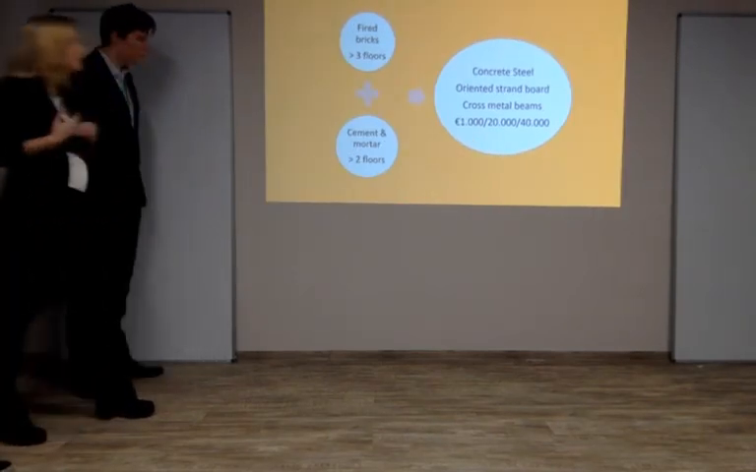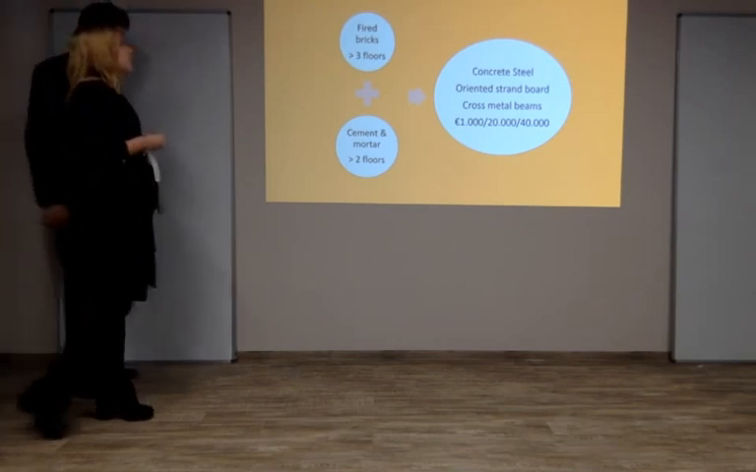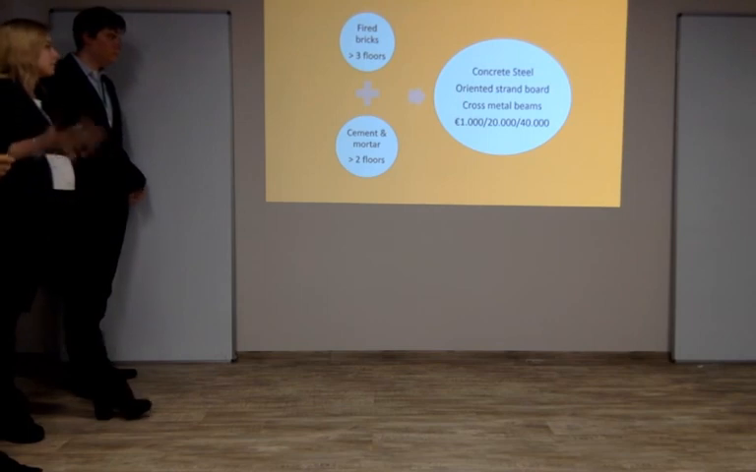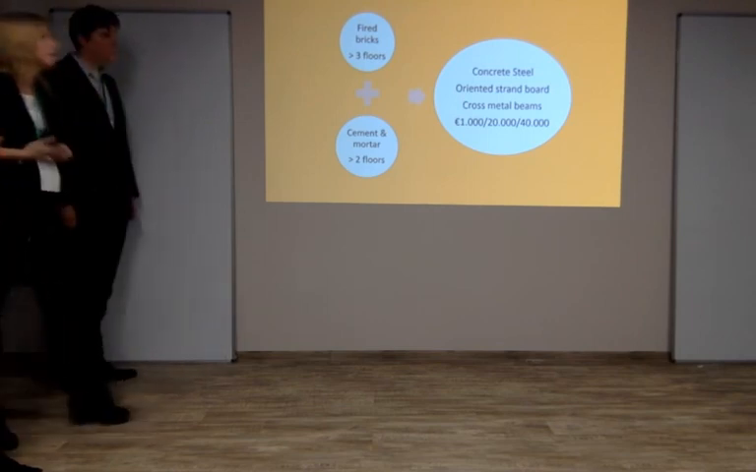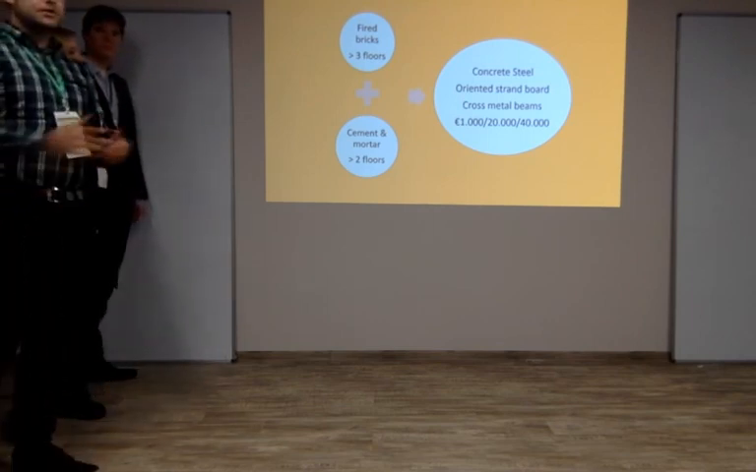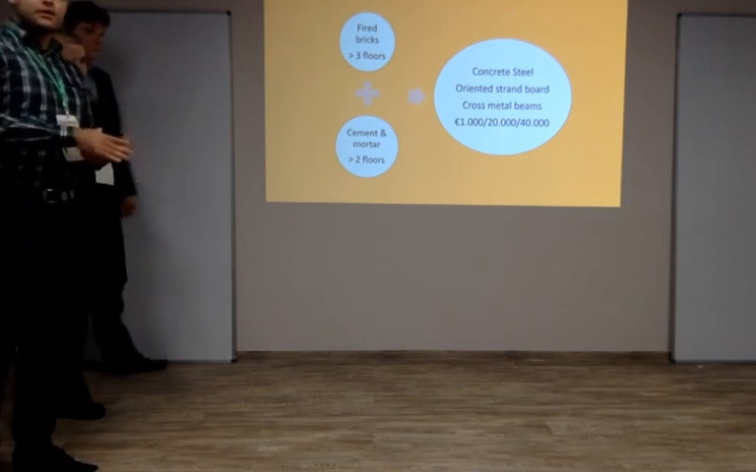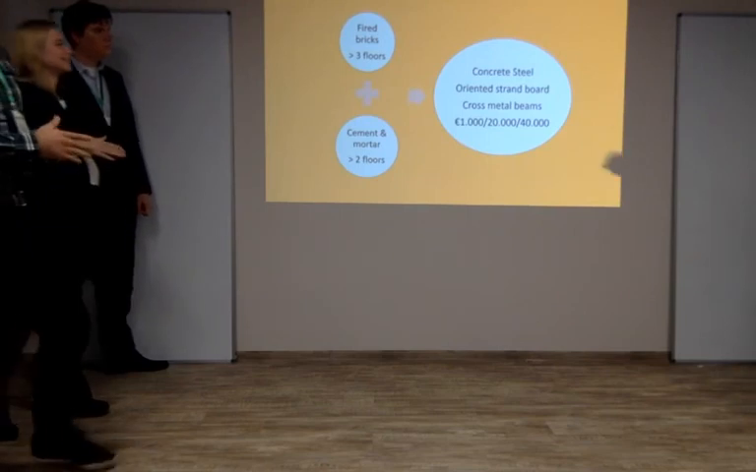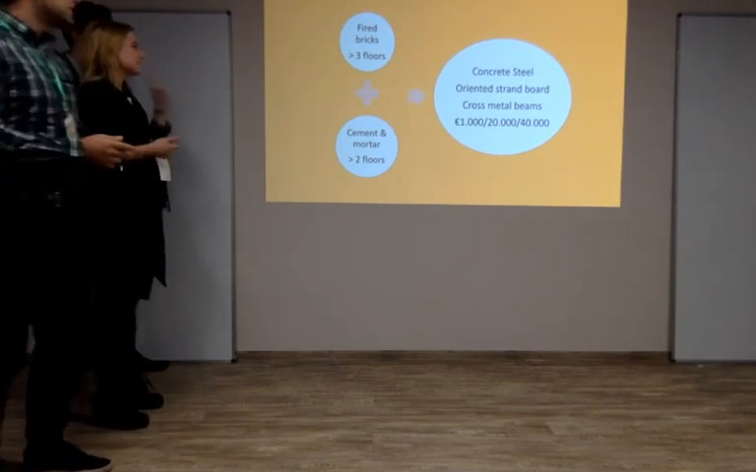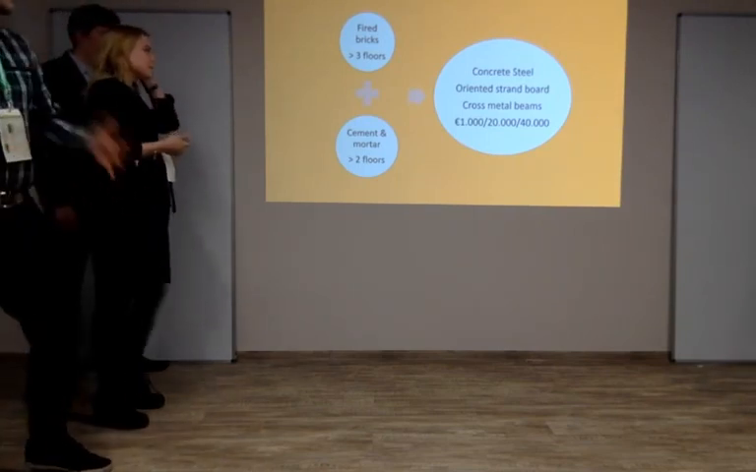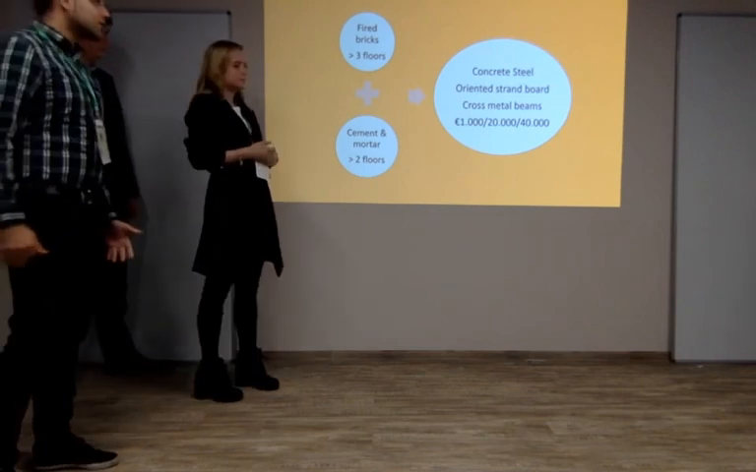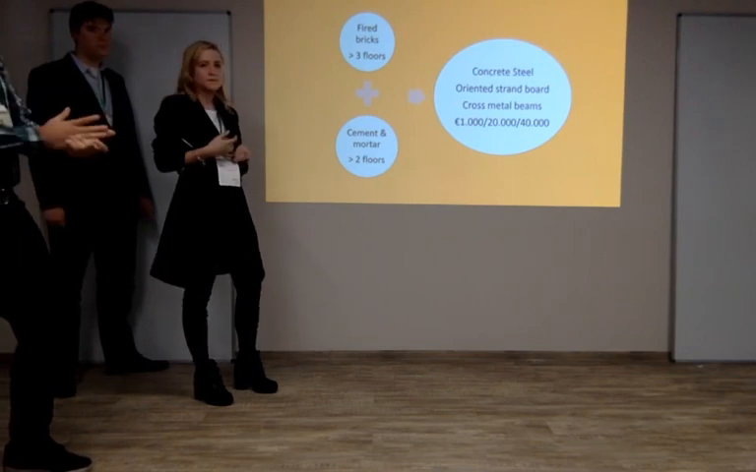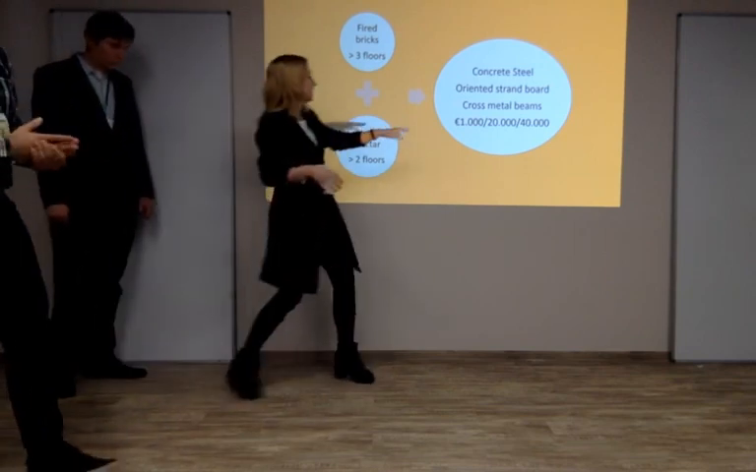For the orange code, the ranked buildings are usually made of fire bricks, higher than 3 floors, and could also be made out of cement and mortar. Here we use the same materials we used on the yellow code, plus concrete steel, oriented strand board, and cross metal beams, and that costs 1,000 euros, 20,000 euros, and 40,000 euros, the same as I said in the previous slide. This is for a house, this is for a high level, and this is for more than five levels.